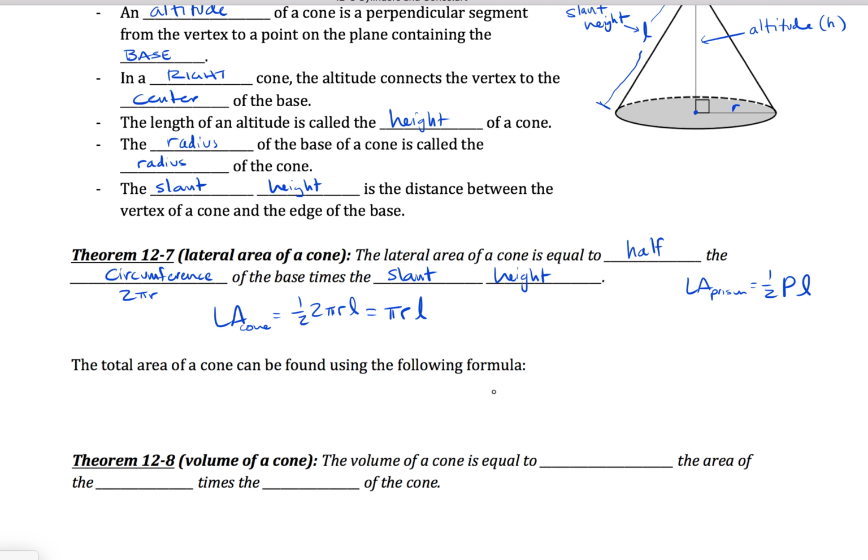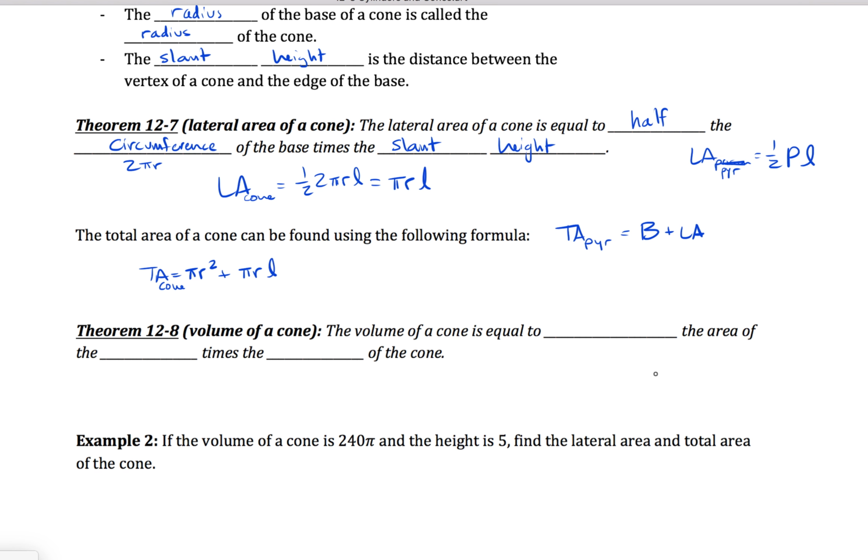Total area of the cone. Remember, the total area of a, I said prism over here, I meant pyramid, sorry about that. The total area of a pyramid was the area of the base plus the lateral area. And we're going to do the same thing for the total area of a cone, except for the area of the base, we're going to put pi r squared, because remember the base is a circle. So total area will be pi r squared plus the lateral area, which we just found to be pi r L. So that's your total area of a cone formula.